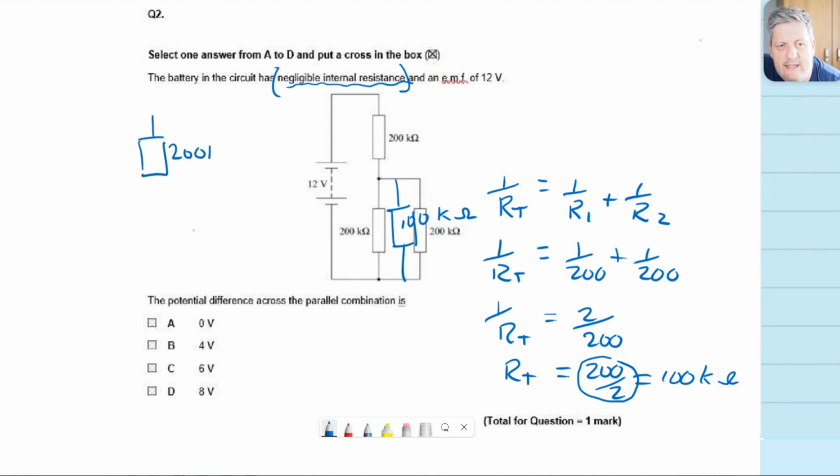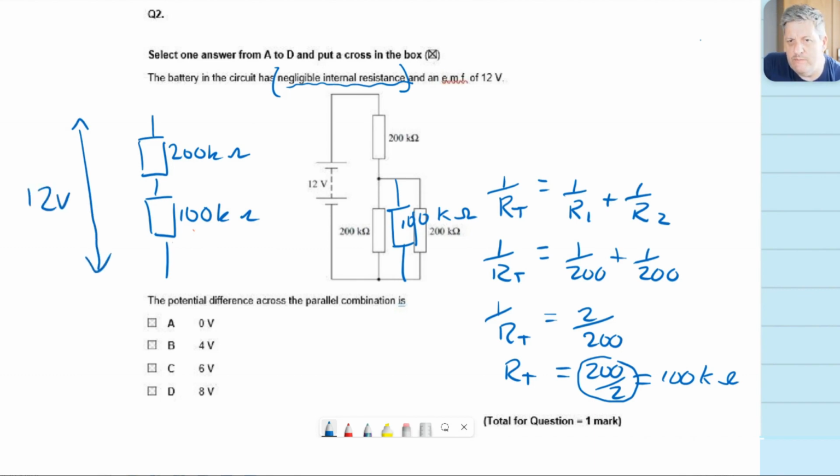So you've got a 200k resistor in series with a 100k resistor, and we've got 12 volts across both resistors in total. We know that the PD will be shared across the resistors so that the PDs add up to 12 volts. We also know that the larger resistor will have a greater share of the PD, the greater share of the 12 volts dropped across it, and in fact it will be in the same ratio. So the share of the PDs will be in the ratio of the resistors, and we can see we've got a 2-to-1 ratio here.